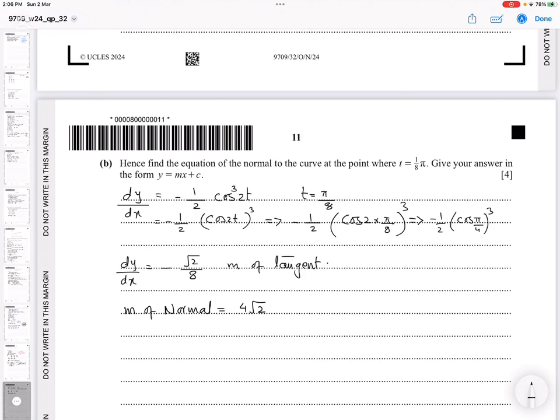How does it become 4 root 2? If I show you, root 2 over 8 is the same as 8 over root 2. So rationalize it. So 8 root 2 over root 2 into root 2 is 2. So you get 4 root 2. So this is the gradient of your normal.